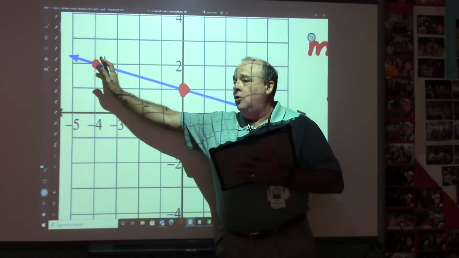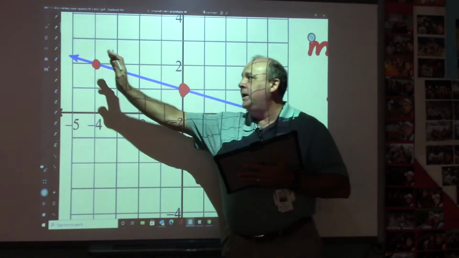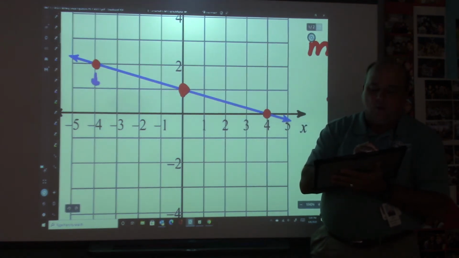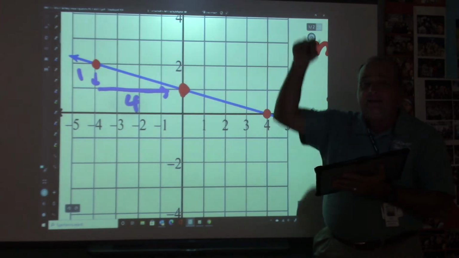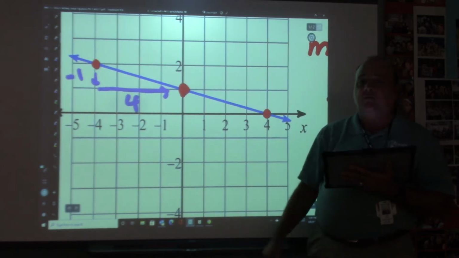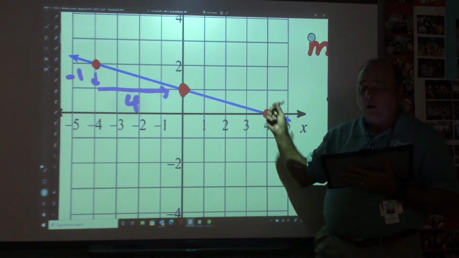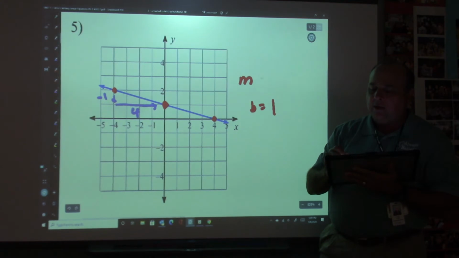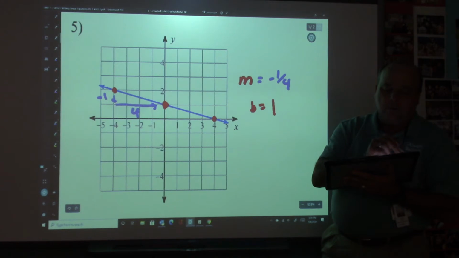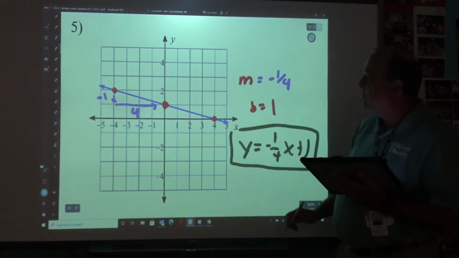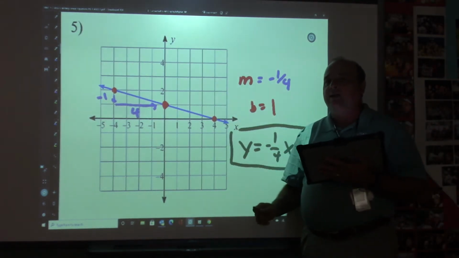Now how do I go from left to right? Remember, you read a slope from left to right. To go from the left to the right, I'm going to go down 1 and over 4. Since I'm going down, this will be a -1. So I'm going down 1, -1, to the right 4, +4. So my slope is going to end up being -1/4. That makes my equation y equals -1/4x plus 1. Like I said, you did this last year, so this should not be that difficult, okay?